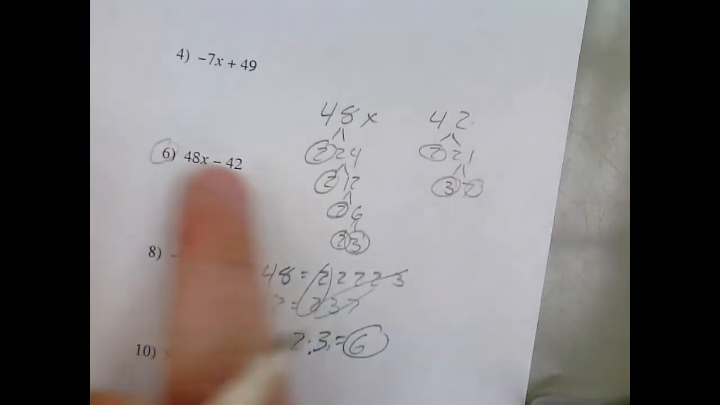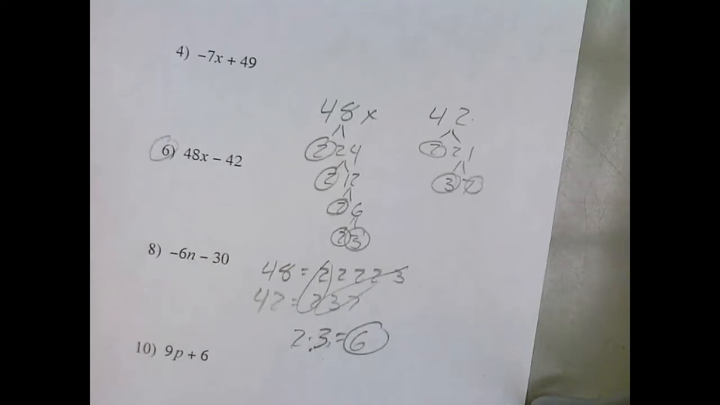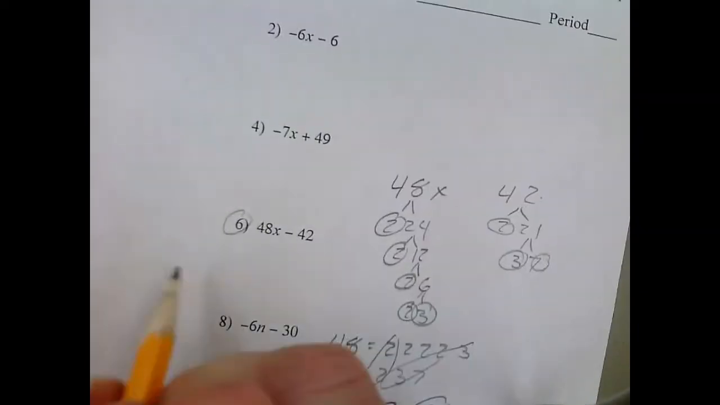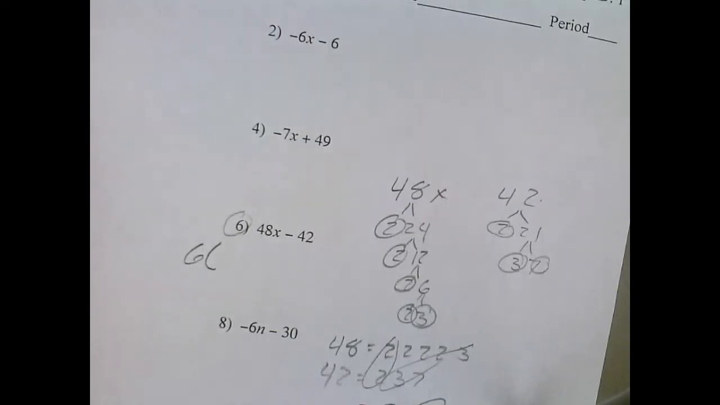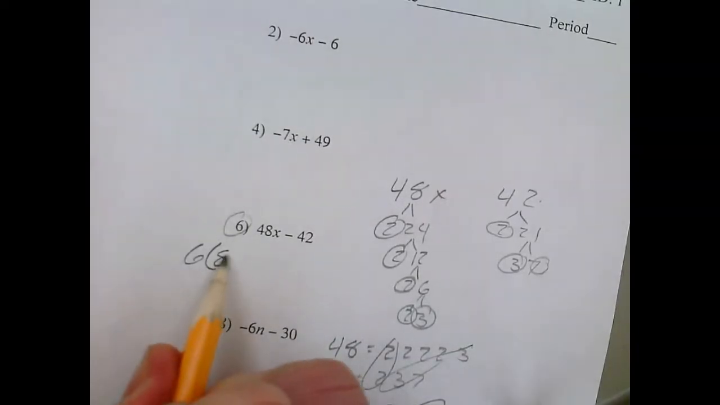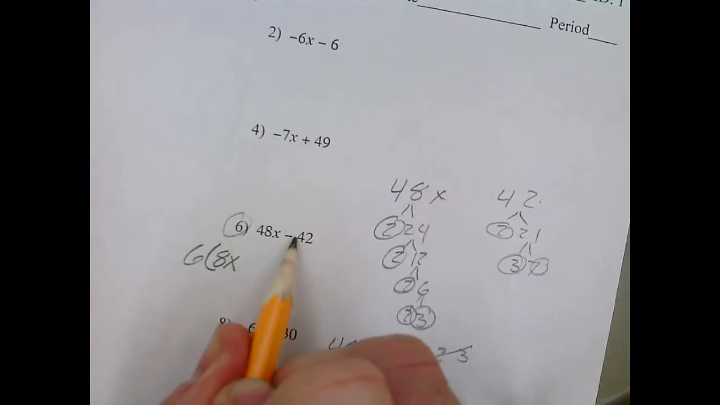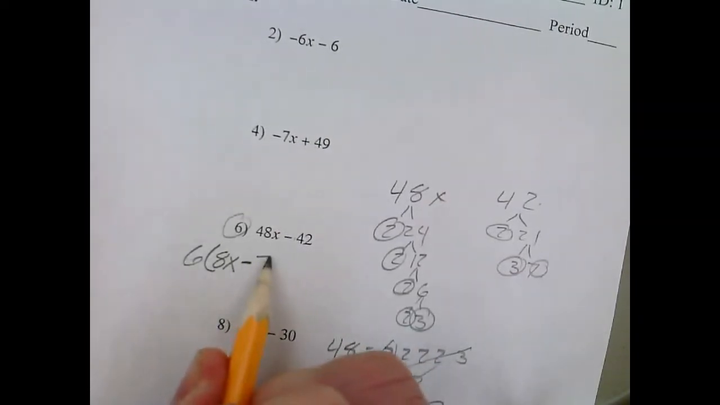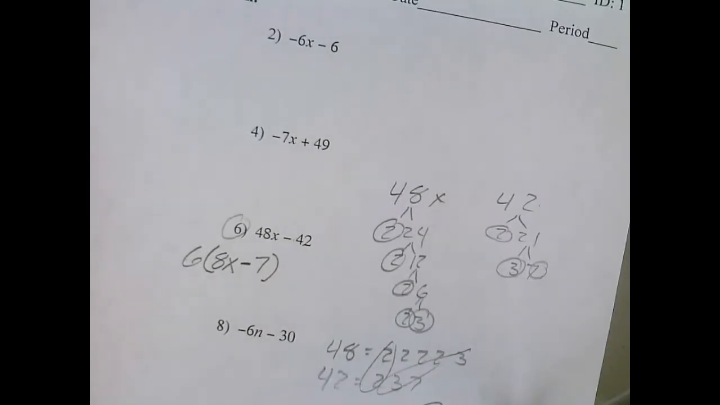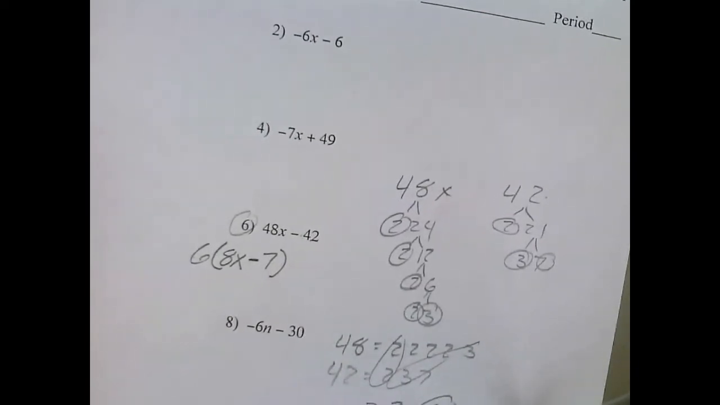That means I can divide both of these terms by 6, and that's what I'm going to do now. So I'm going to put a 6 out in front of the parentheses. 48 divided by 6 is going to be 8. Don't forget the x. 42, negative 42, so it's going to be negative. 42 divided by 6 is going to be 7. So I factored out the common factor. That's what they want you to do.